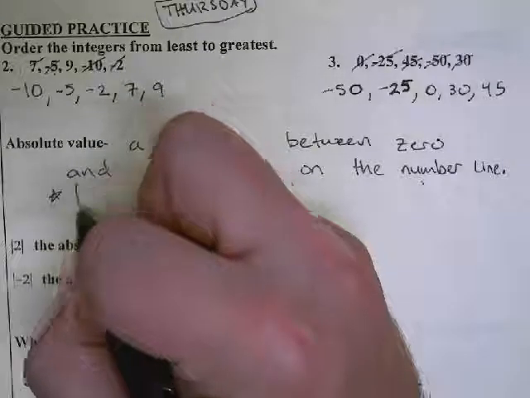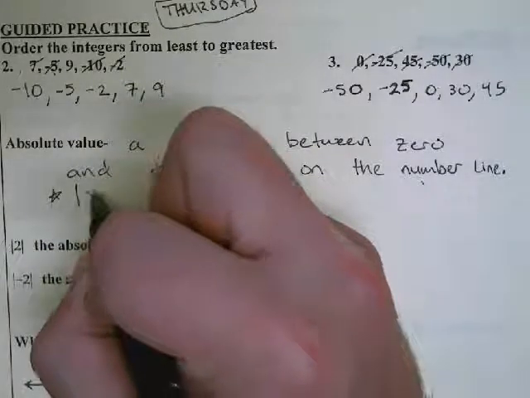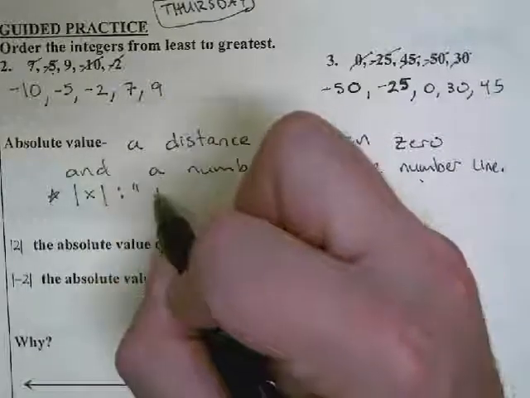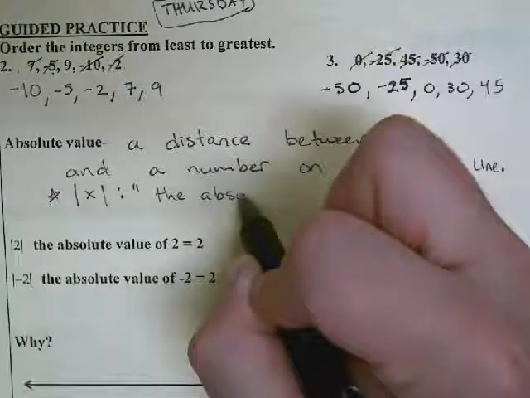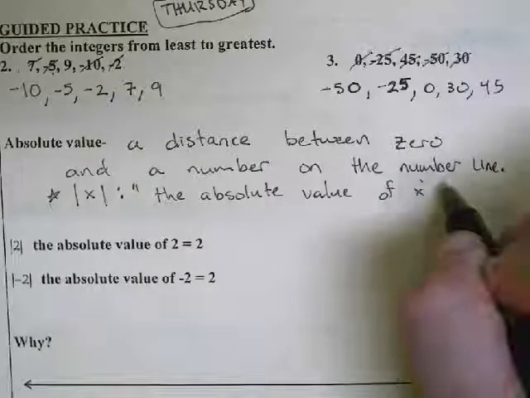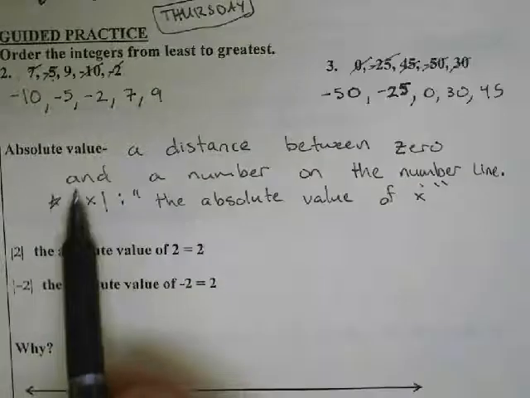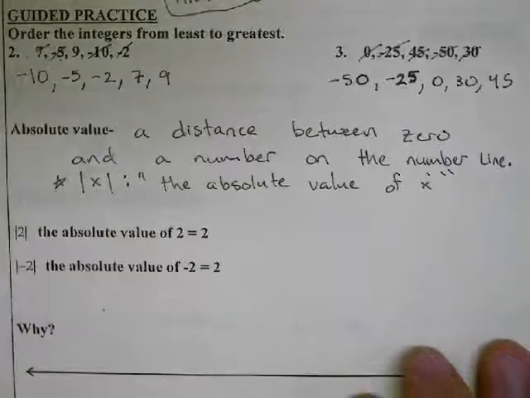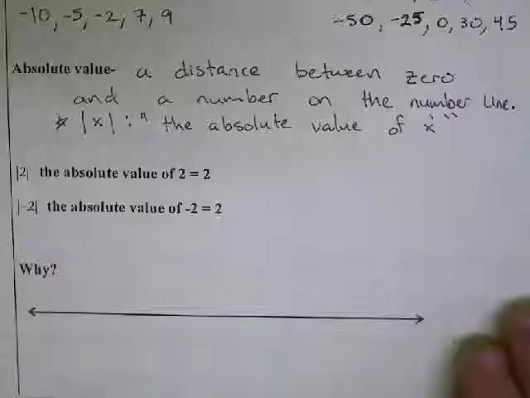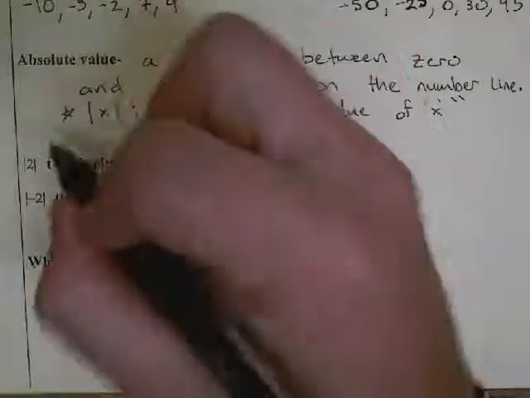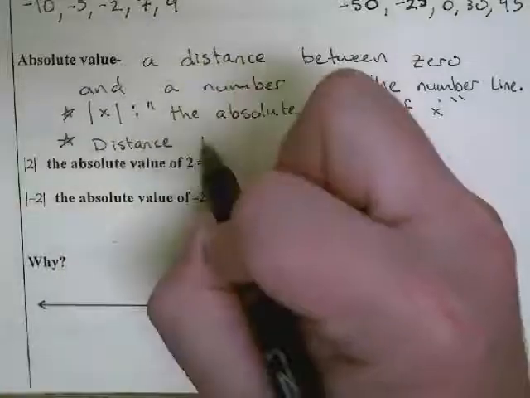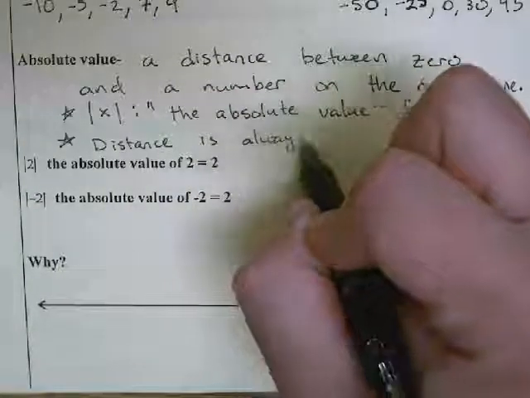We'll see this as our notation, the absolute value of x, and this reads the absolute value of x. So these straight bars right here are our absolute value symbol. And another note is distance is always positive.